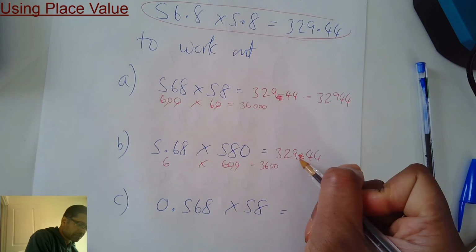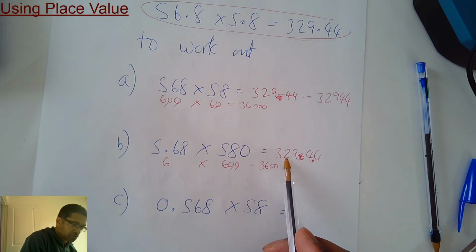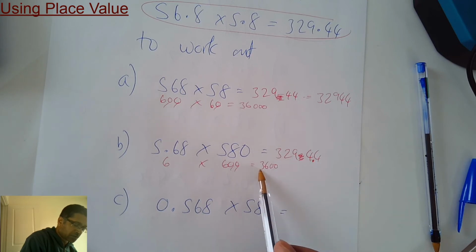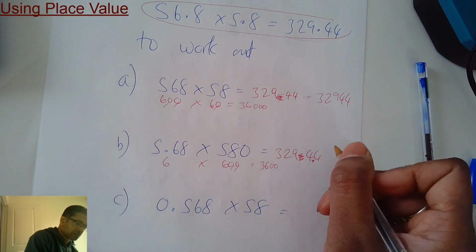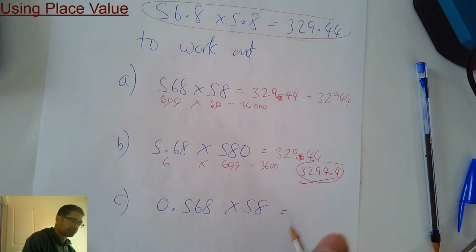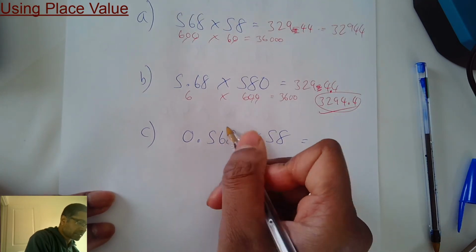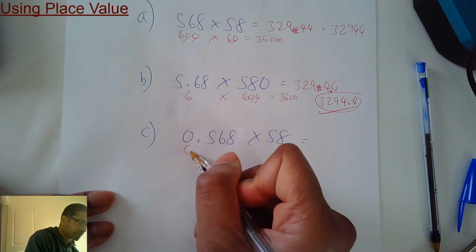Well, if I just take the decimal point here and put it over here, see, you got 3,294, close enough to 3,600. So your answer is 3294.4. That's the answer. Last one. Round it to 1 decimal place. That's 5 or more, so that becomes 0.6.